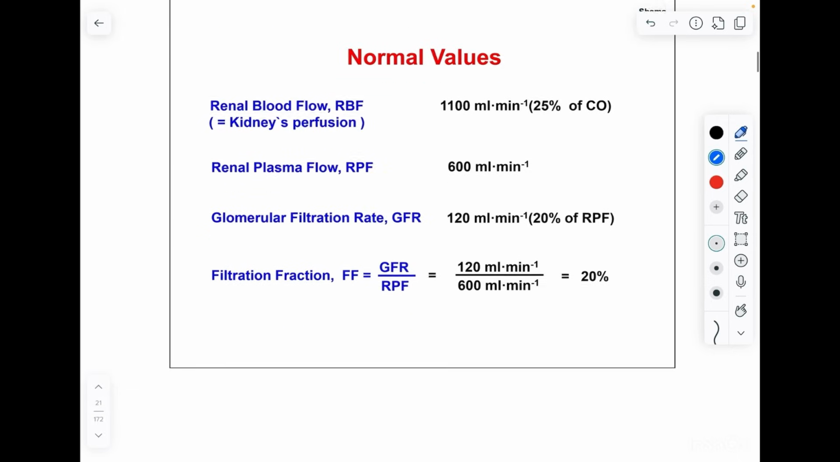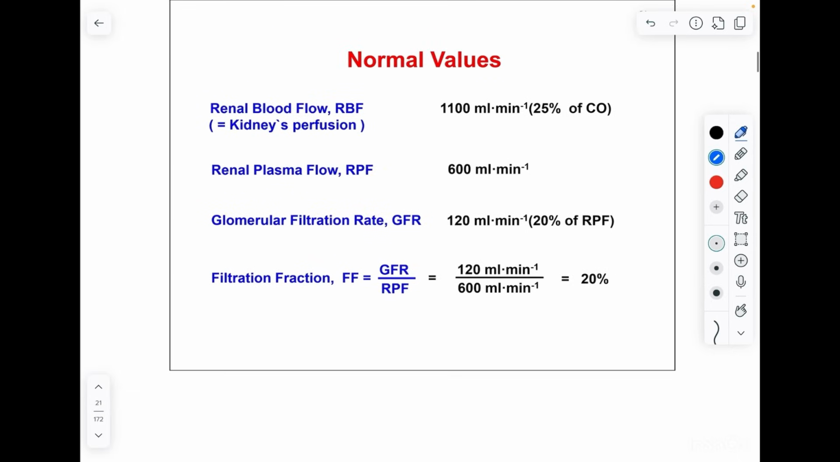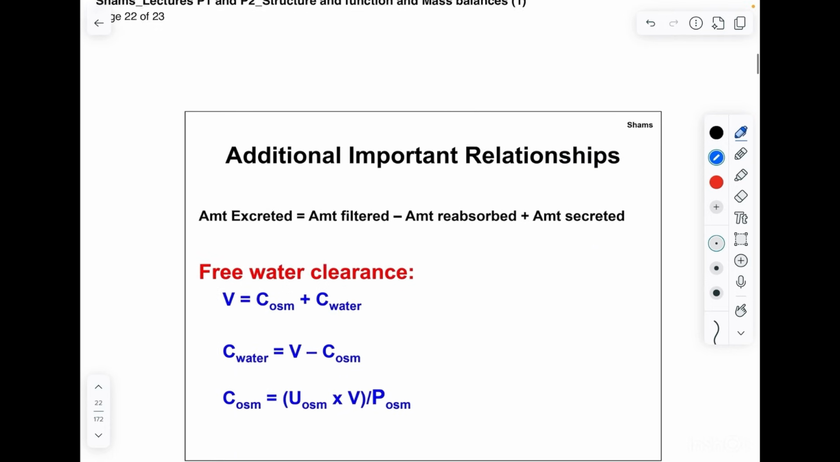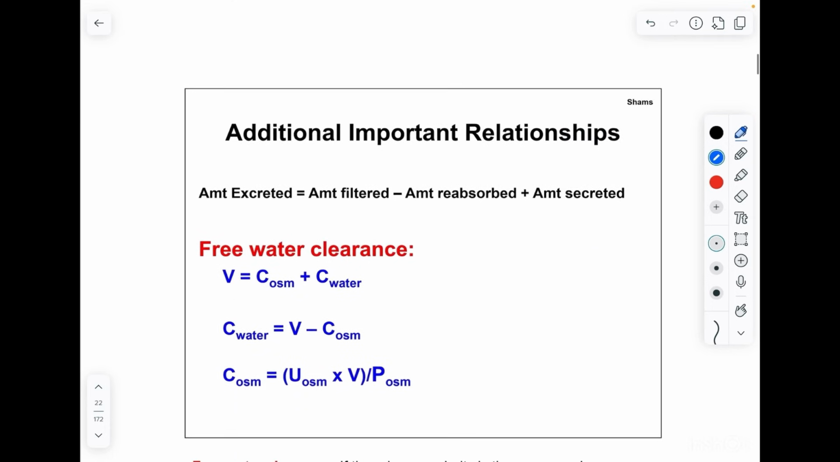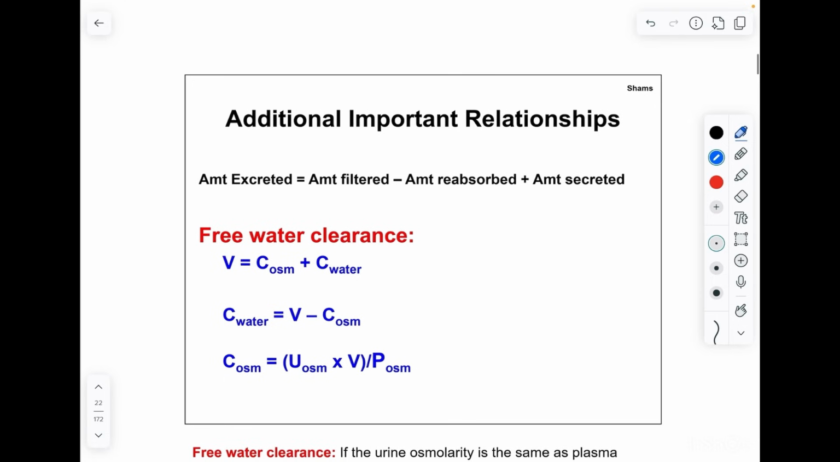Normal values, these you should know. But I think it will be some basics later, and no need to take a part of your day to memorize them. Okay. Now, these are additional important relationships. Here, we had a question about this in the clinical scenario in TBL. I think a lot of people skip this slide, so there was some confusion. I'll tell you how to deal with this.